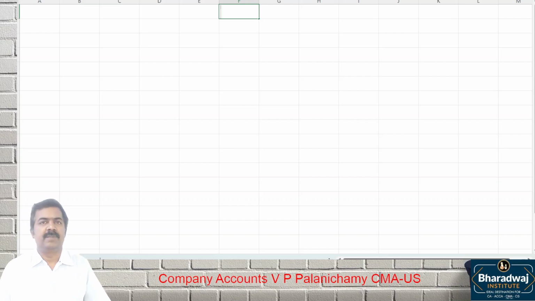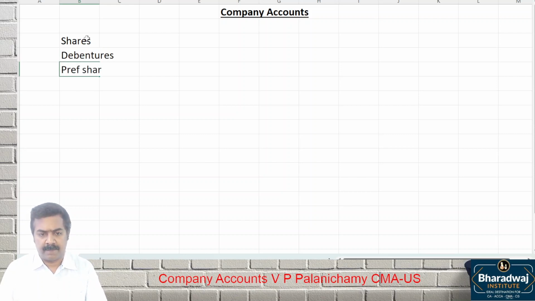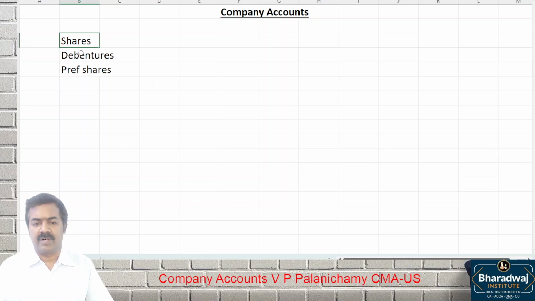We'll begin with company accounts. In company accounts, in CA Foundation, what is covered for you is accounting for issue of shares, accounting for issue of debentures, then preference shares. Only three areas are covered. Basics about shares, debentures, and which one? Preference shares are covered. Only the basic things are covered in this. We'll start with accounting for issue of shares and debentures, then preference shares, like that we'll proceed.